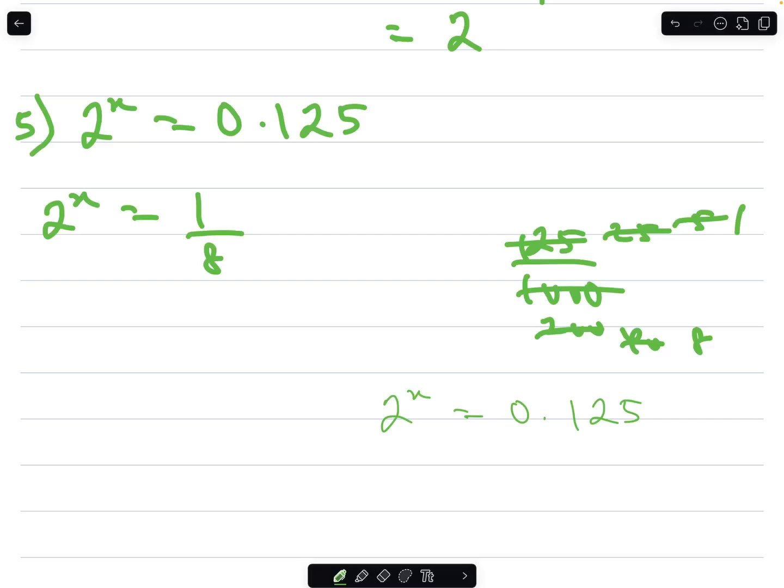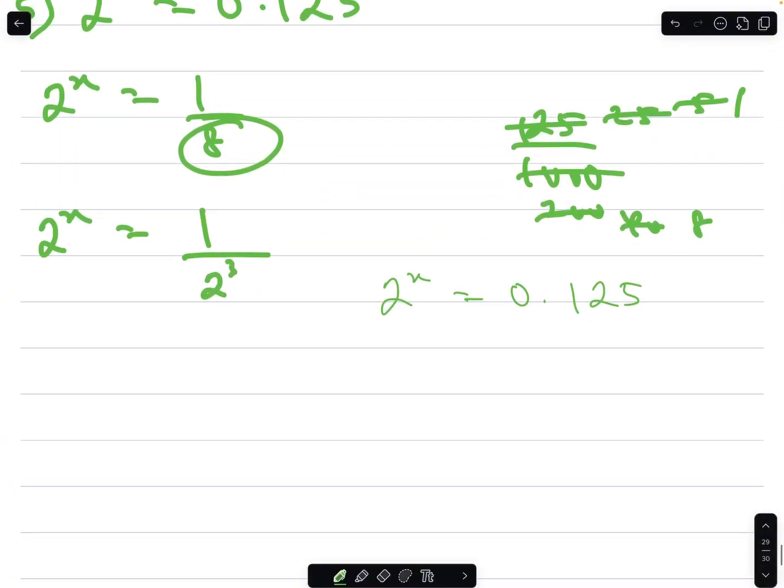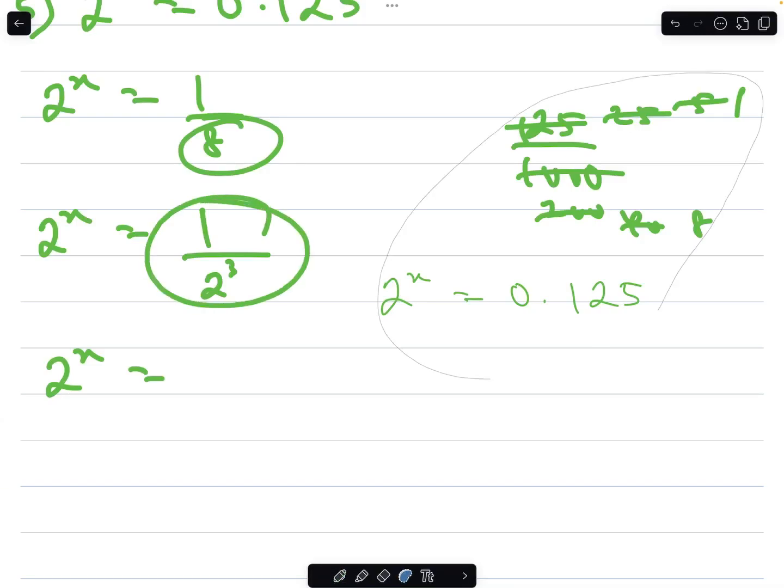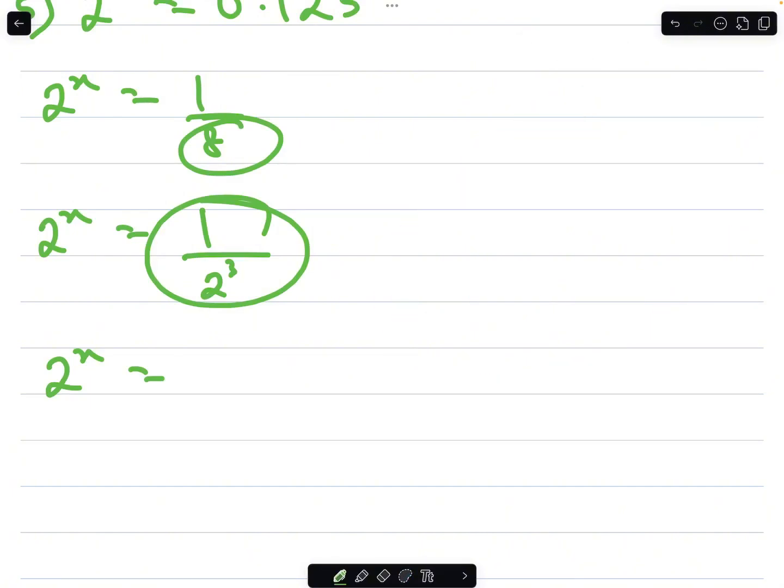Do you understand? Yes. Now, what does that mean? 2 raised to the power x equals 1 over 8. As a power of 2 is what? 2 raised to the power 3. Beautiful. And what does that mean? 2 raised to the power x equals, clear the fraction. Write it as a power of 2, write it without the fraction. Which one? This 1 over 2 raised to the power 3.